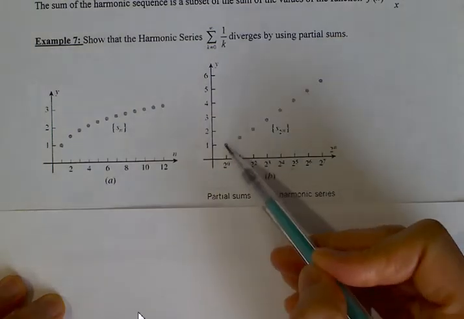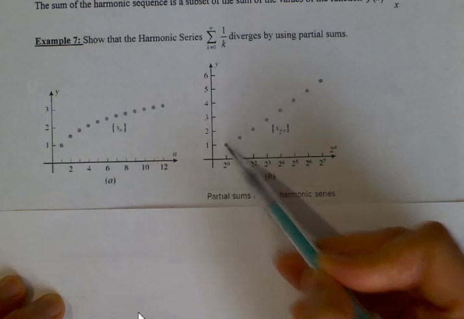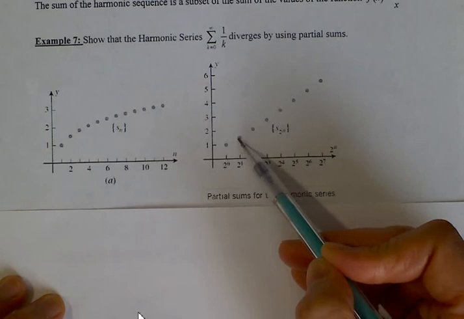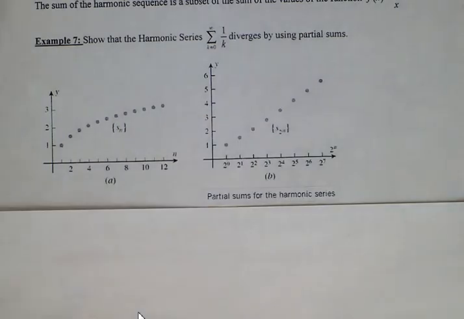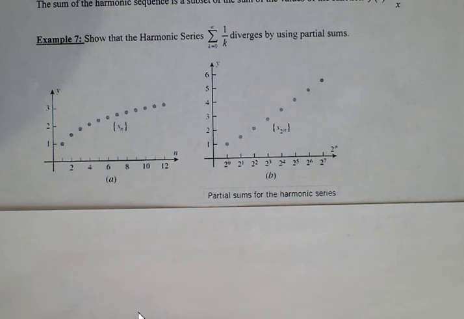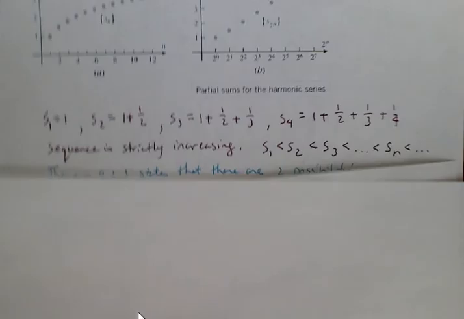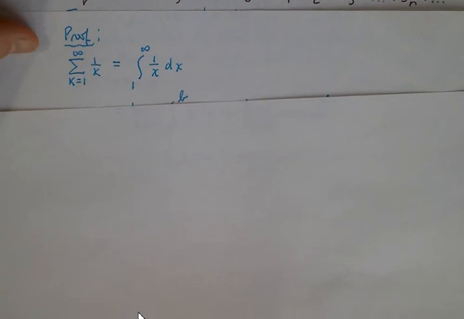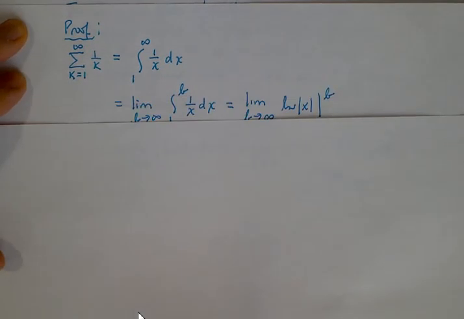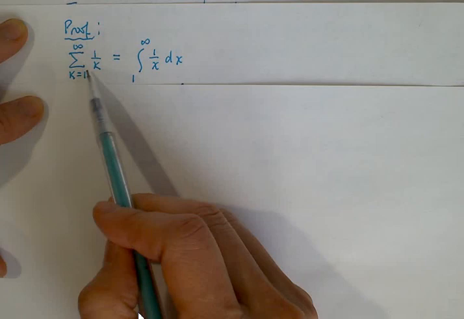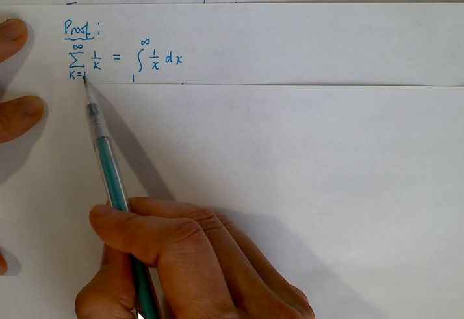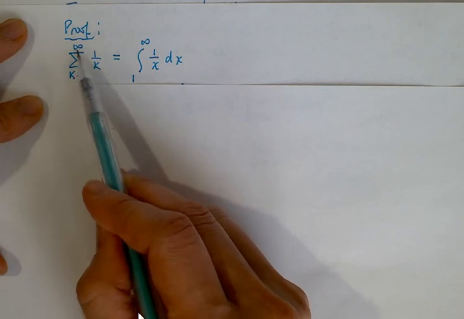And so these are representing the sum. So the first one, the sum is just 1. And then for the second one, if you add up a sub 1 and a sub 2, you get 1.5 and so on. And so for the proof on this, I'm going to go back to what we learned in chapter 7. And so here is the proof. Okay, so I have the summation of 1 over k as k is equal to 1 out to infinity.